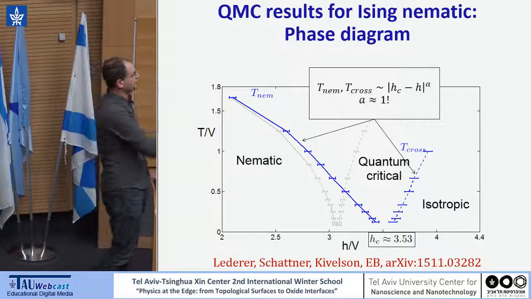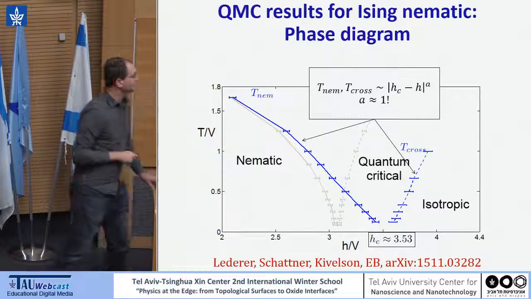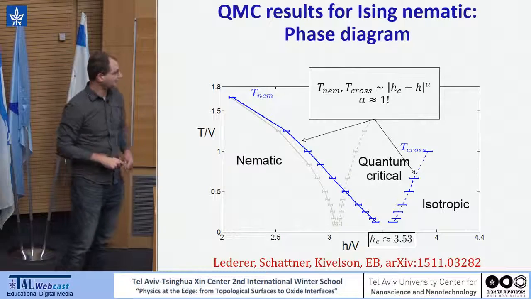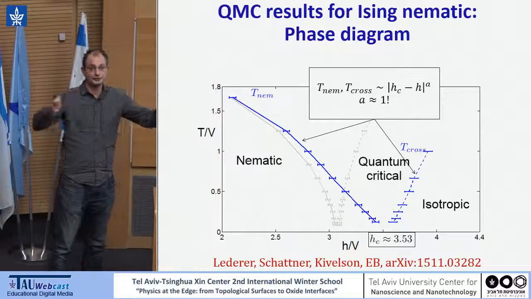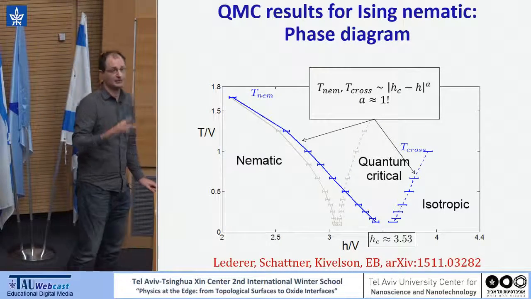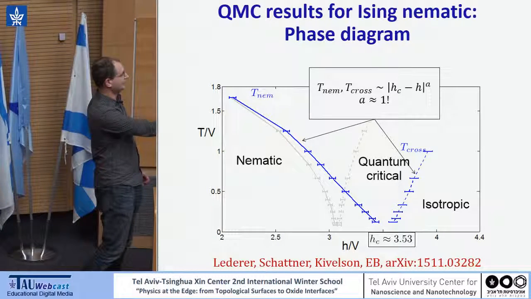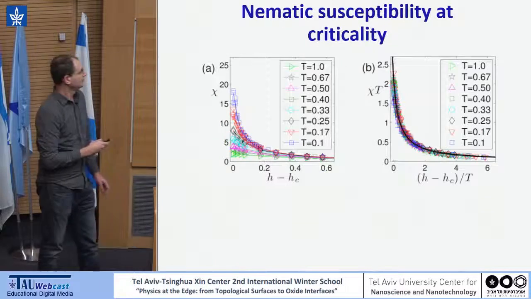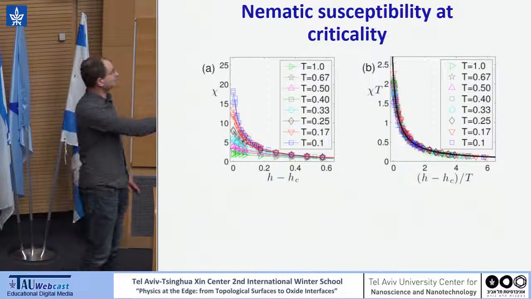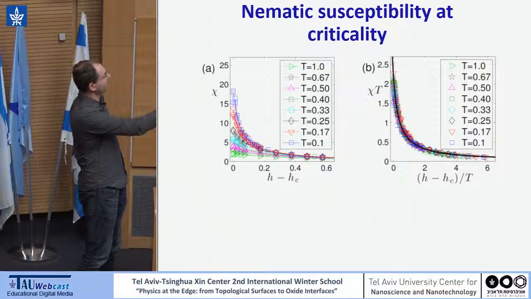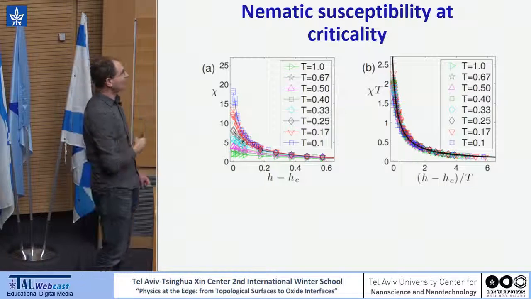The next thing that we've measured is the correlations in the quantum critical region. So we looked at correlation functions of the Ising nematic field as a function of frequency and momentum, and we look at that across this fan. This is what the data looks like. This is for different temperatures and different values of h.